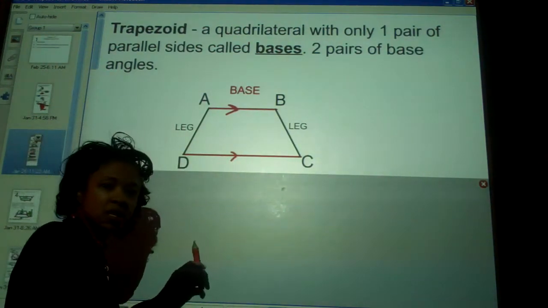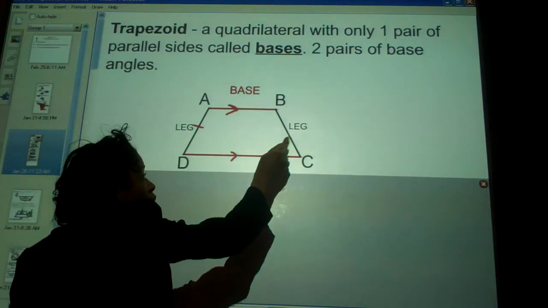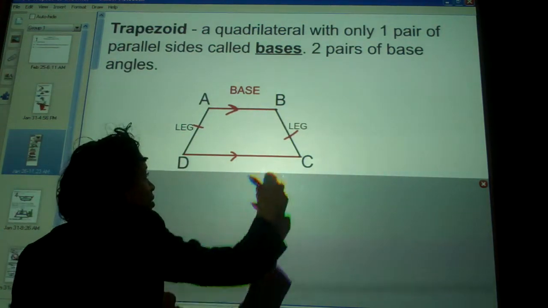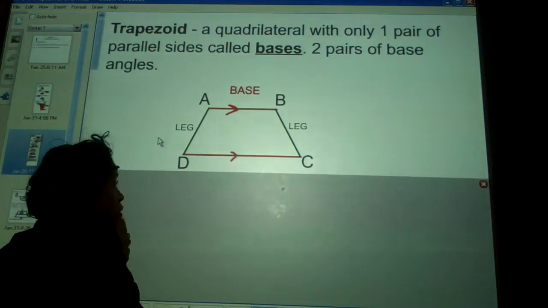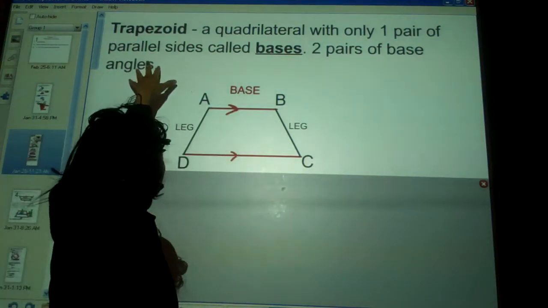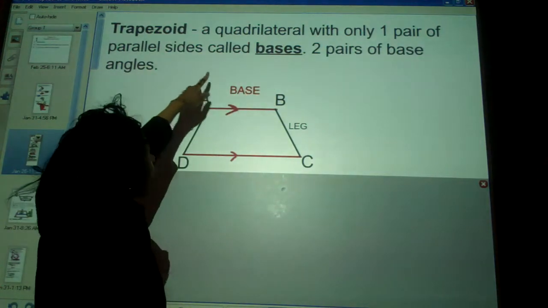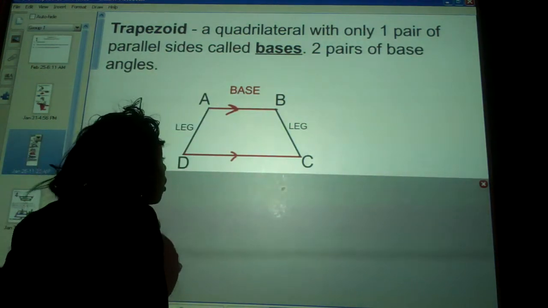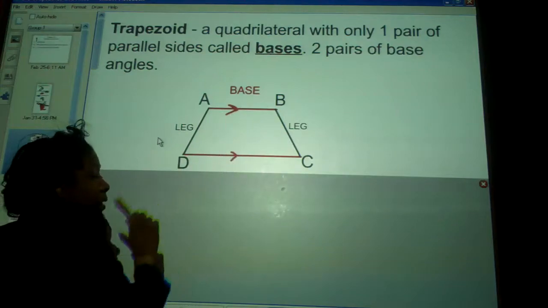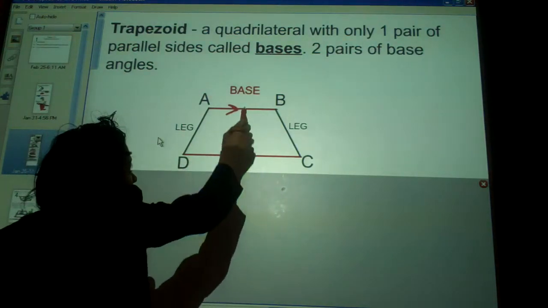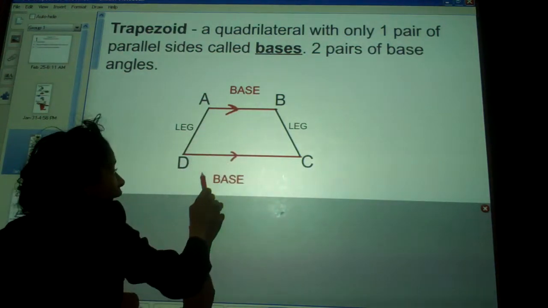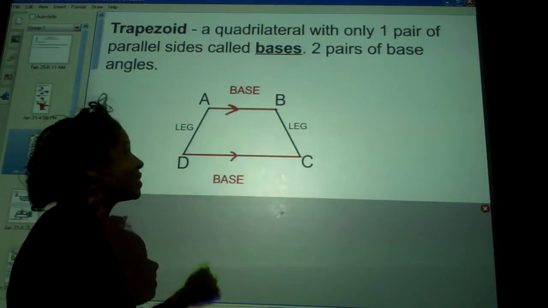That does not necessarily mean that AD is congruent to BC either, because we can have different shapes of trapezoids. All you need to know again is that a trapezoid is a quadrilateral, a four-sided polygon, with only one pair of parallel sides, called bases. So AB, because it's parallel to DC, both AB and DC are called bases.